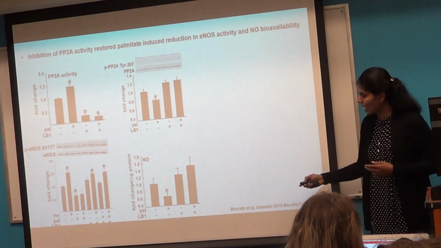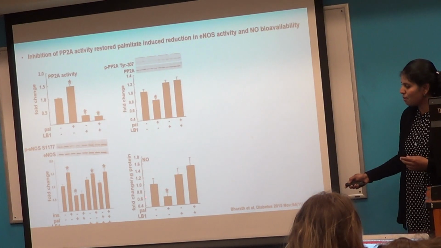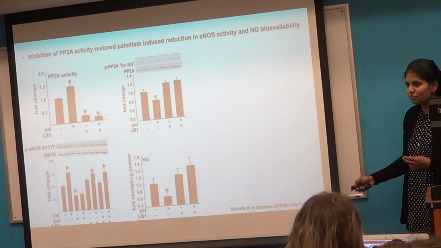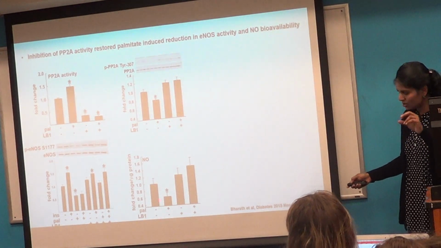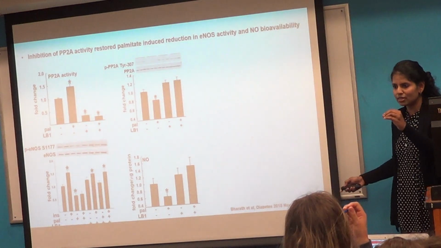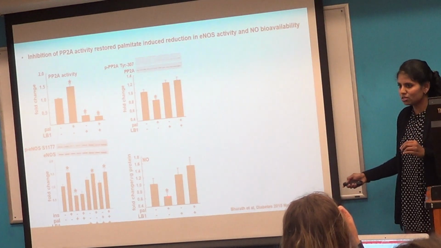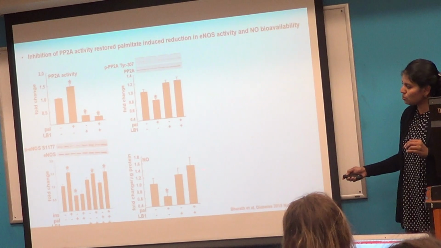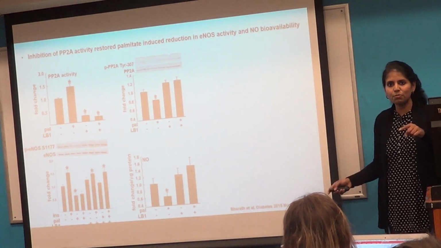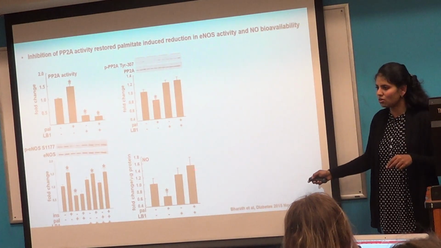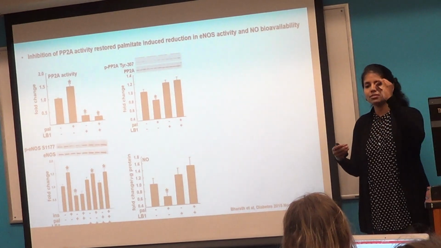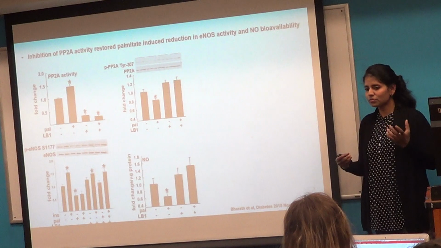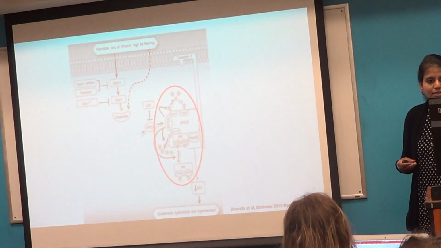So then this is the actual measure of nitric oxide. Palmitate decreases NO. You've been seeing eNOS, the enzyme activity. Now this is an actual measure of nitric oxide itself. So nitric oxide is low with palmitate. We treat with LB1, which inhibits PP2A activity, and eNOS activation and nitric oxide reduction is restored, which will result in vessels relaxing more, right?